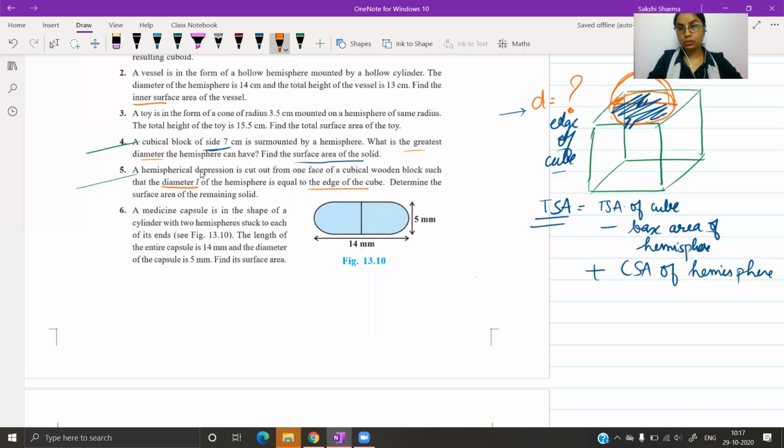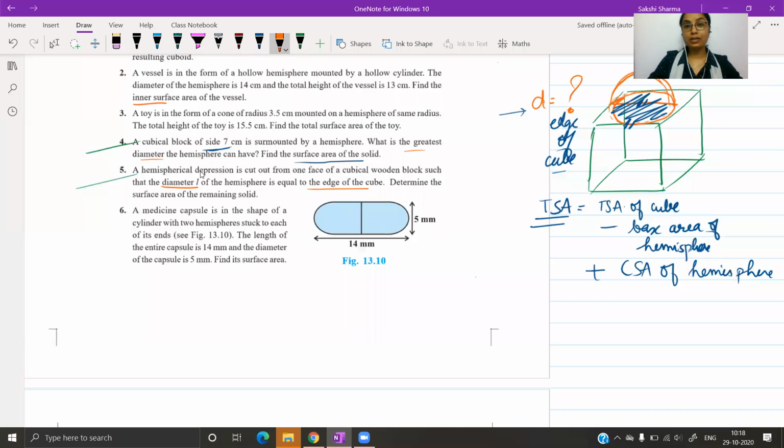A depression is cut out. In the previous question, a hemisphere was mounted on the cube. Here, a depression has been cut out. Think of it like scooping out ice cream from ice cream tub. A depression is formed. Scoop jab aap nikalte ho ice cream ka. So a depression is formed and it's usually a hemispherical figure. So that kind of shape is formed. After that, you want to find out the area of the solid.